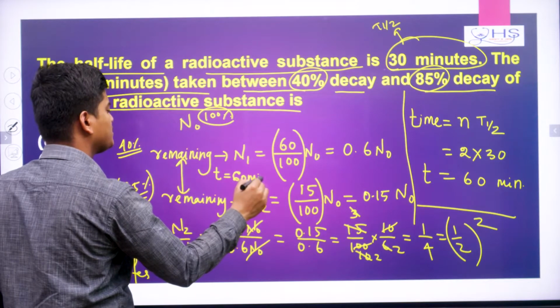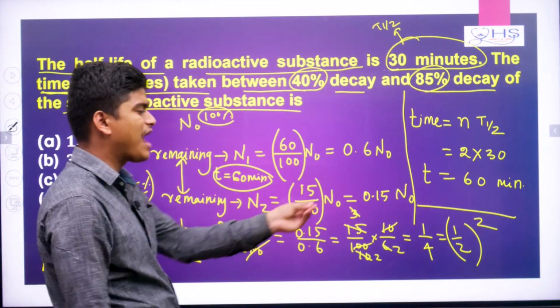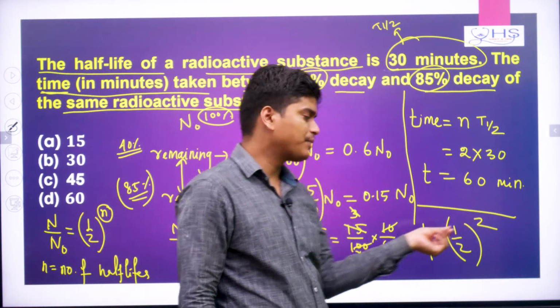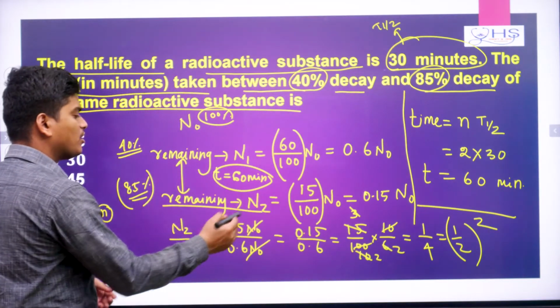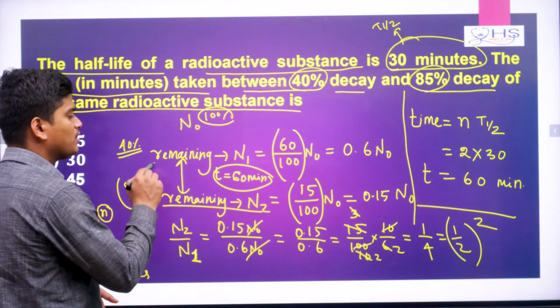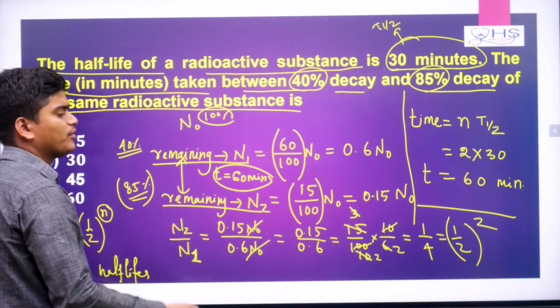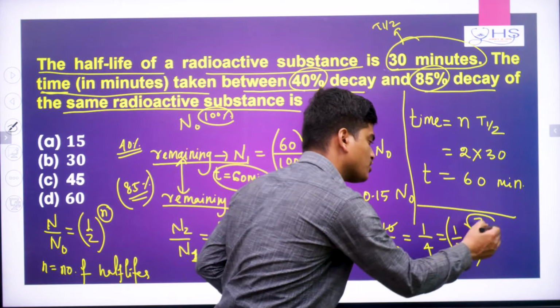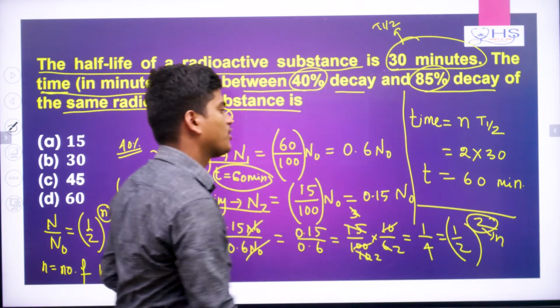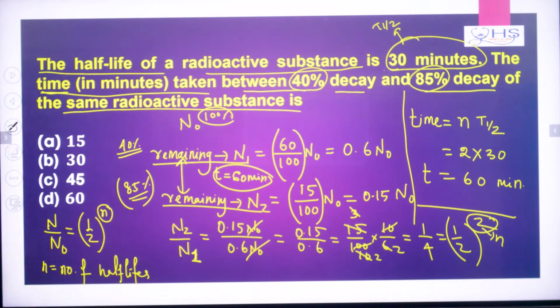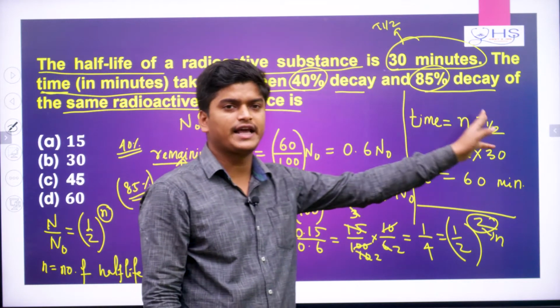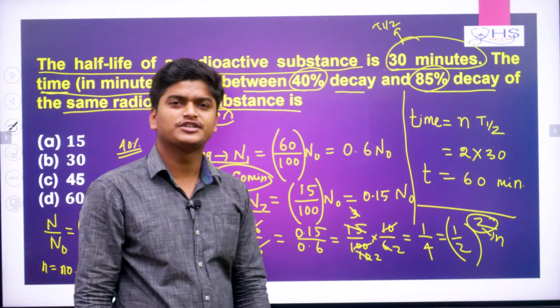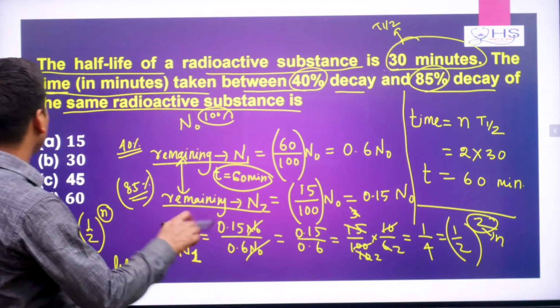Why 60 minutes? Because you are calculating that only 2 half lives occur. How do you calculate the number of half lives? Final undecayed number divided by initial undecayed number is coming 1 by 4, which is 1 by 2 square, and this represents your number of half lives. This is your small n, number of half lives. Then you can find the time. So time is nothing but 2 times t half. So this is the idea you must understand. Now we will go to the next question.